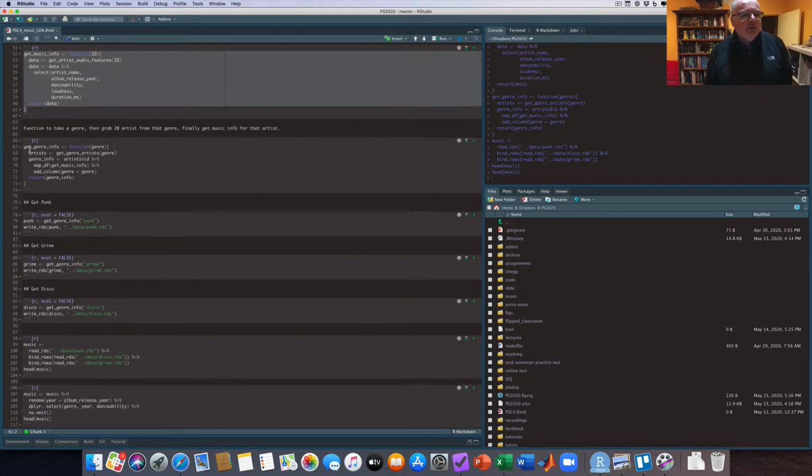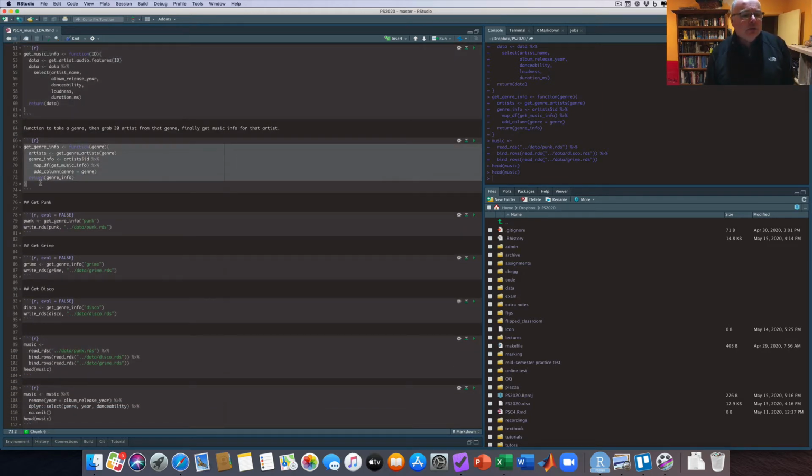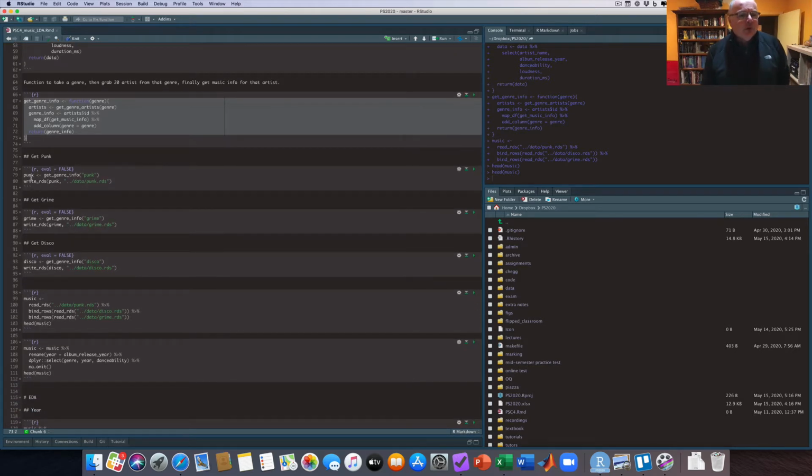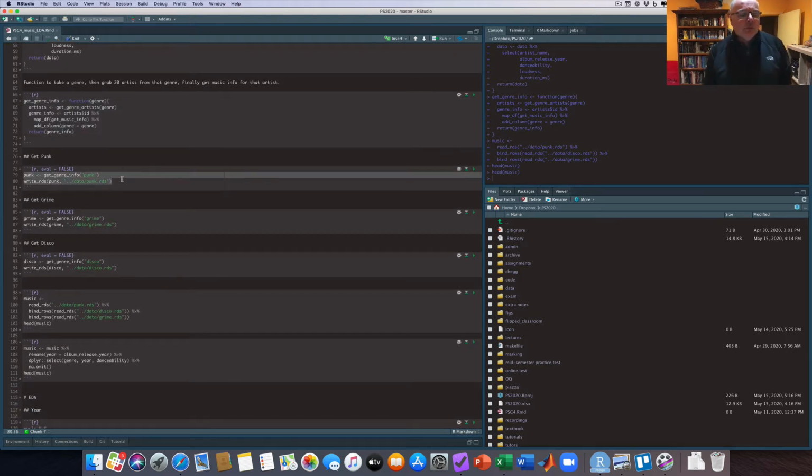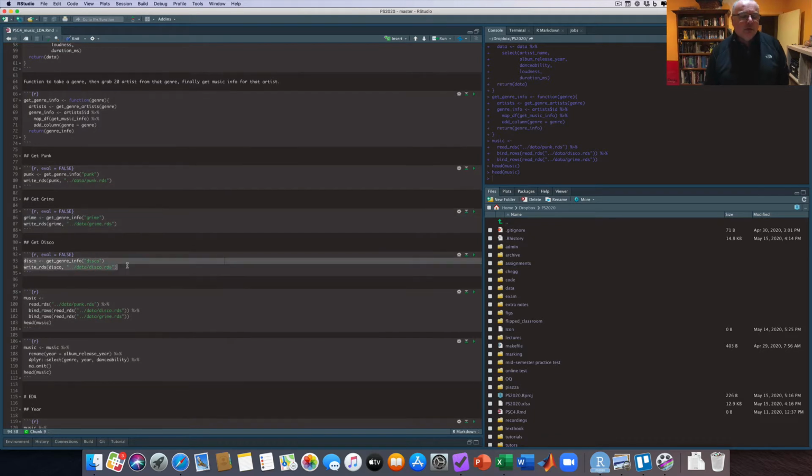The other function I've written, I give it a genre and it will go and grab 20 artists in that genre. So these 20 artists have been classified as that genre. It will grab them, and then once it's grabbed their IDs, it uses the previous function to go and get every single song. So this grabs 20 punk artists and gets all their songs. We get 20 grime artists and all their songs, and 20 disco artists and their songs.